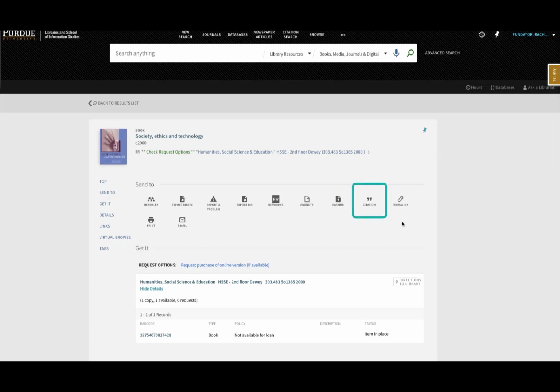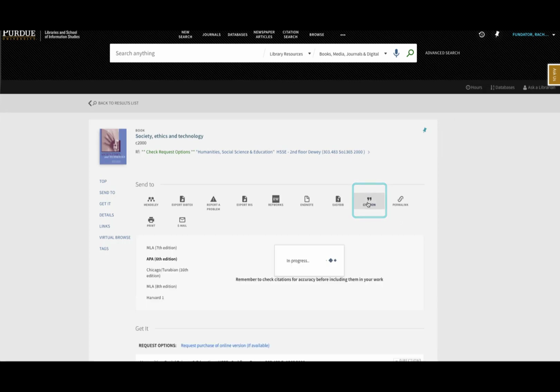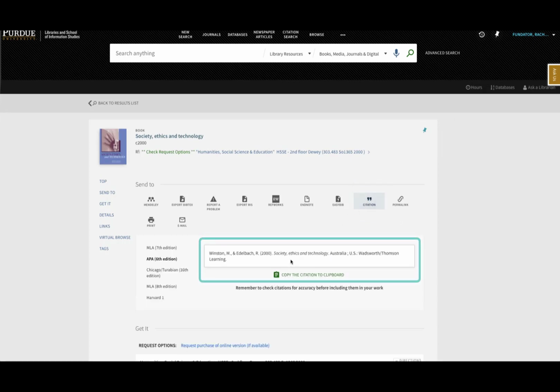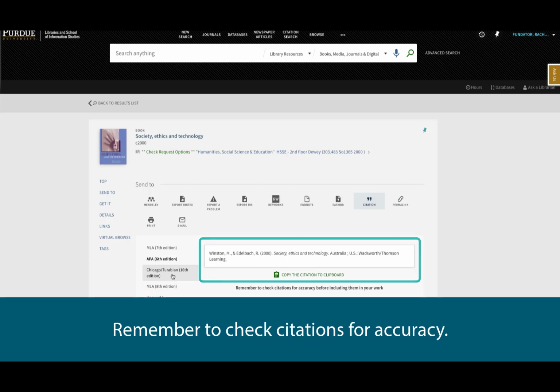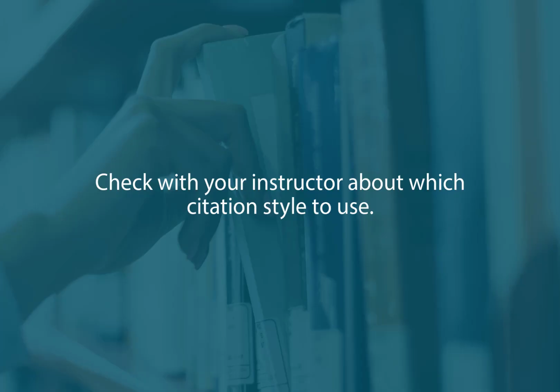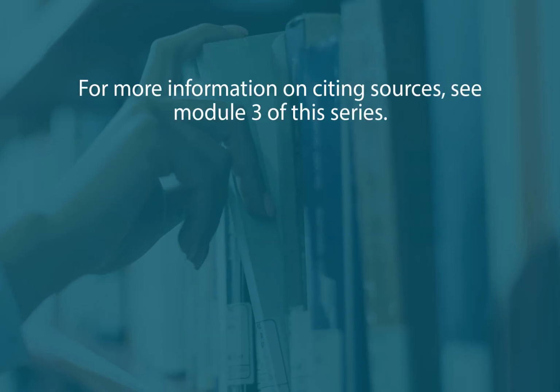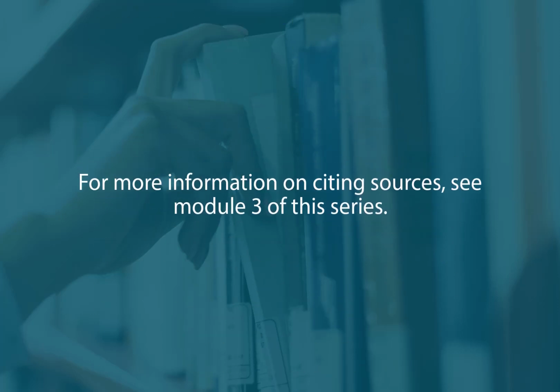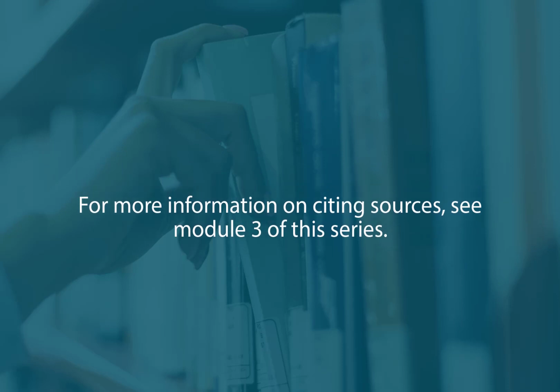By clicking on the citation button under the Send To section, you can generate an automatic full citation for the source. You can select the citation style needed from the left side of the pop-up screen and copy the text to a text file for later use. Make sure to check with your instructor about the citation style they want you to use for your research paper. For more information on how to cite sources for a research project, see Module 3 in this video series.